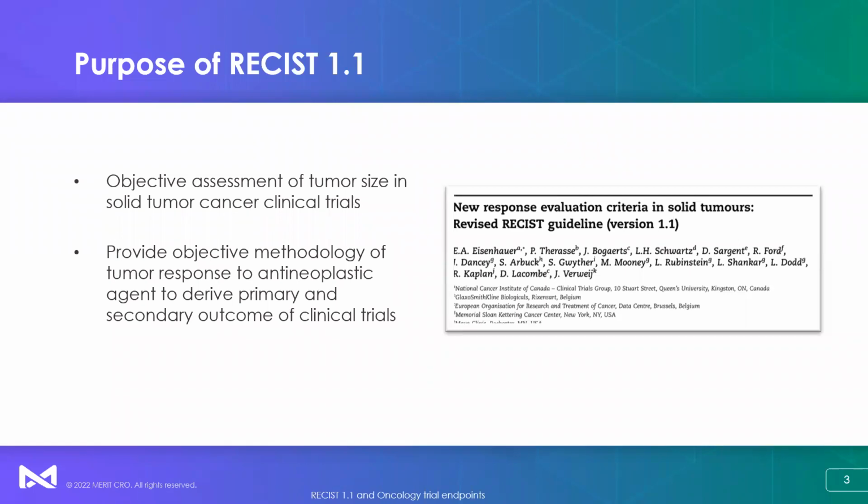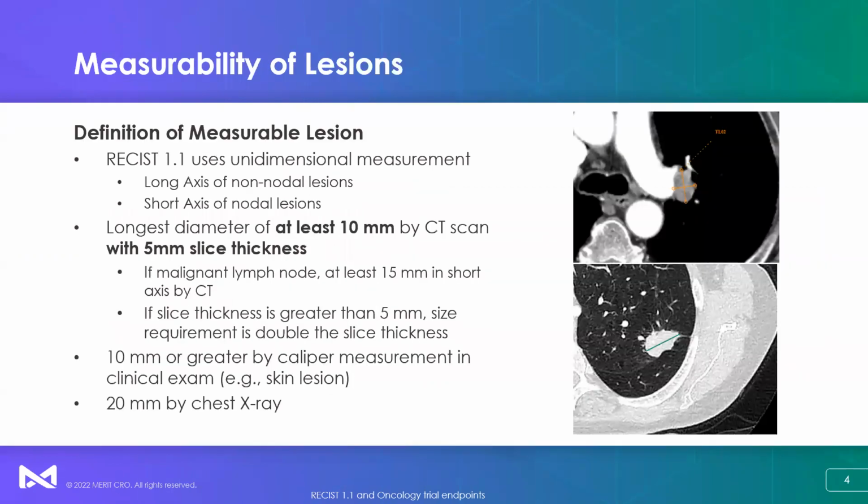The purpose of RECIST 1.1 is to provide an objective method to assess the outcome of a subject's tumor response to cancer therapy. Getting into the more in-depth part of RECIST 1.1, this criteria uses unidimensional measurement, which means the long axis of non-nodal lesions or the short axis of nodal lesions. So simply a distance is measured to calculate the outcomes.